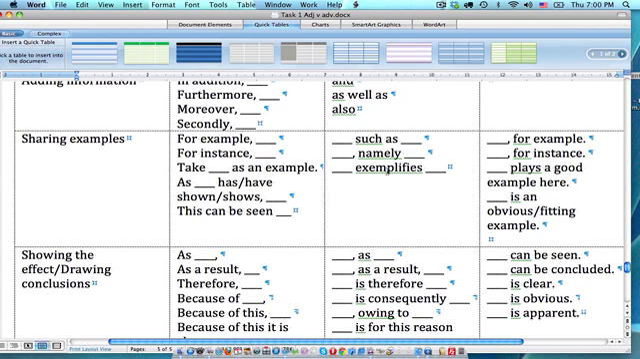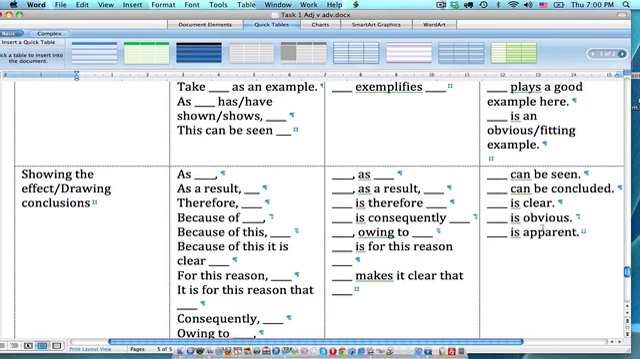"Exemplifies," the verb we were talking about before. Then we share the example, and then we put comma for example or comma for instance, full stop. These are at the end of the sentence. "Blank plays a good example here." "Blank is an obvious example" or "a fitting example." Okay, a very academic way to word your example. And then full stop, and you're ready for your discussion sentence.